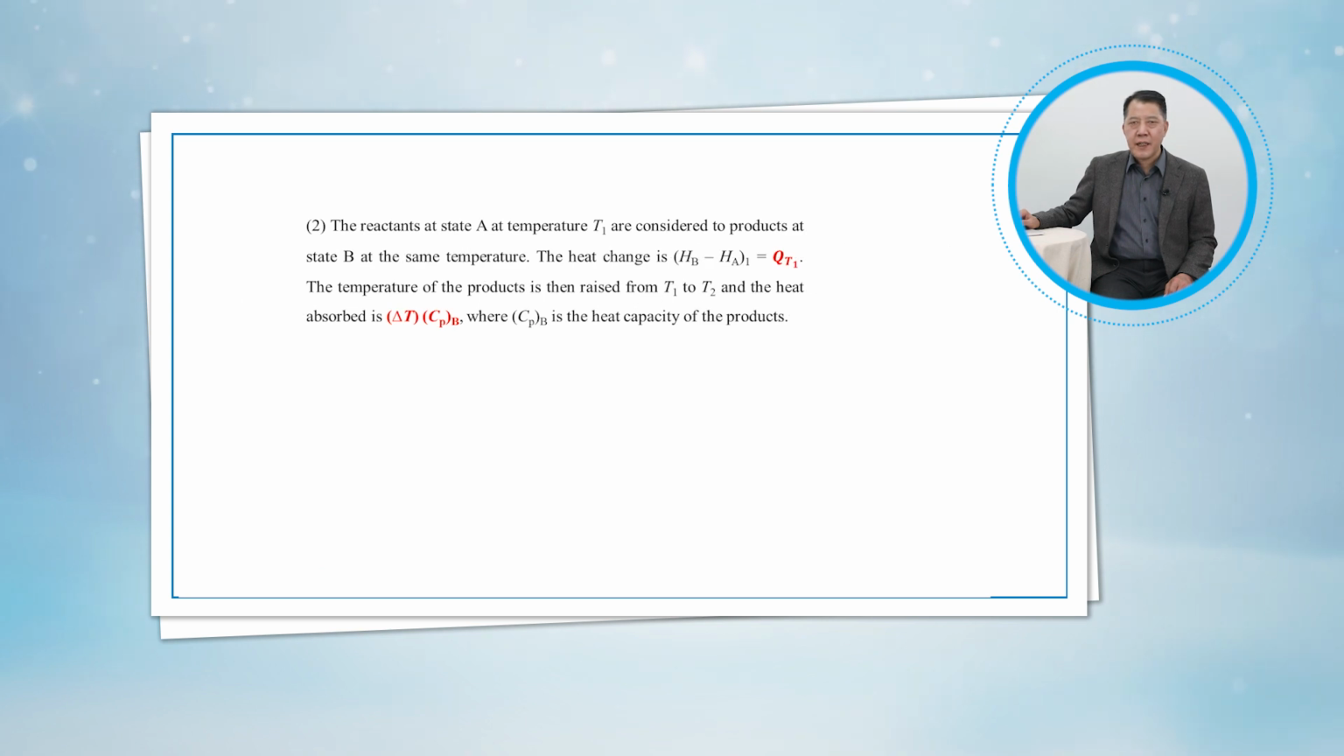The second way is that the reactants in state A and temperature T1 are converted to products at state B at the same temperature. The reaction heat is. The temperature of the products is then raised from T1 to T2, and the heat absorbed is. Then, the total heat effect for the process by the second way is.